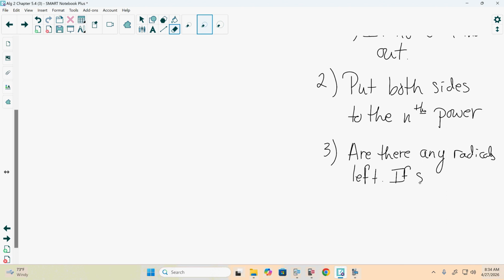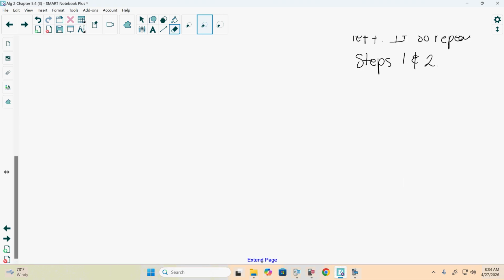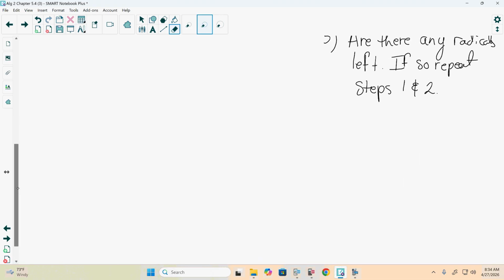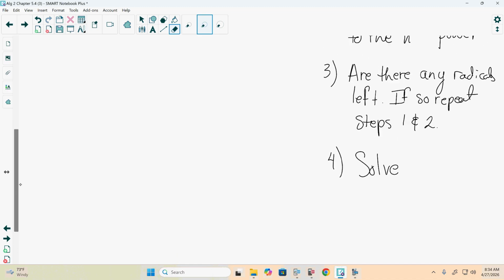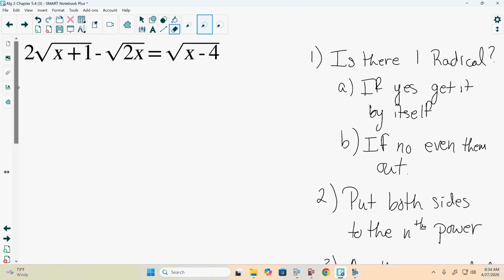If so, repeat steps 1 and 2. So we've got to go back and repeat steps 1 and 2. If there aren't any left, we go to step 4 and solve. And most of the ones we've done up to this point, step 3 has been kind of a side note. We just look, see, oh, there's no radicals left, and move on.